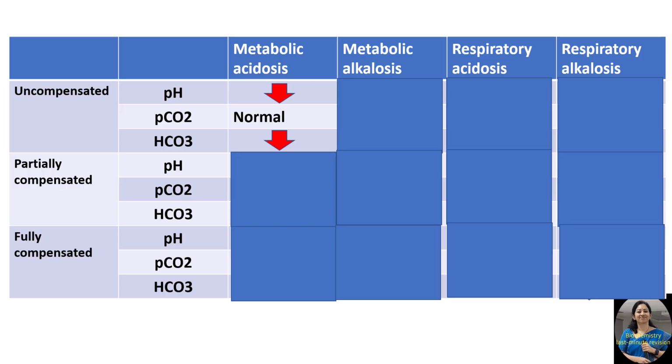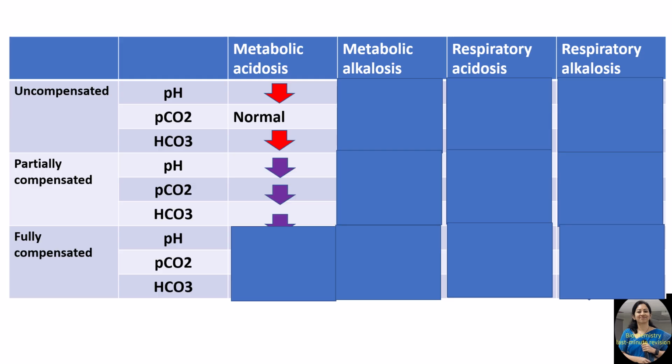Now in the first scenario, the pH is decreased, so it is acidosis. The bicarbonate is decreased, so it is metabolic, because bicarbonate is a metabolic component. Because partial pressure of carbon dioxide is normal, it is uncompensated metabolic acidosis.